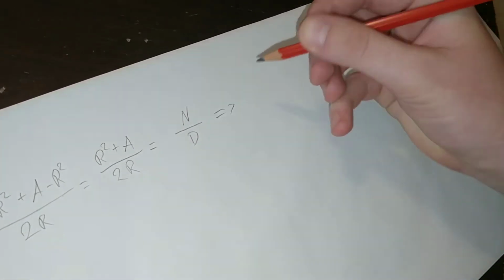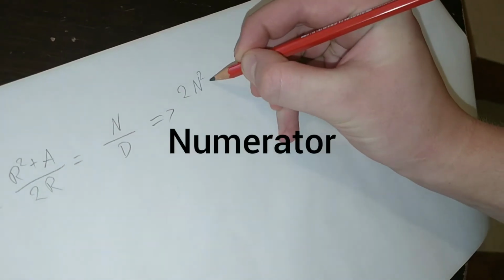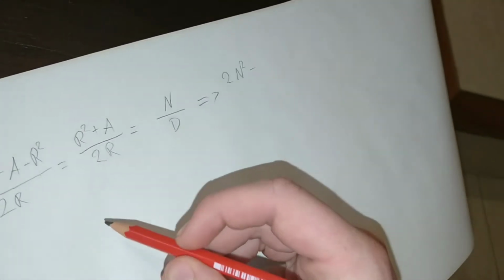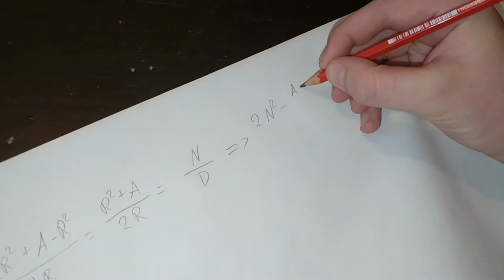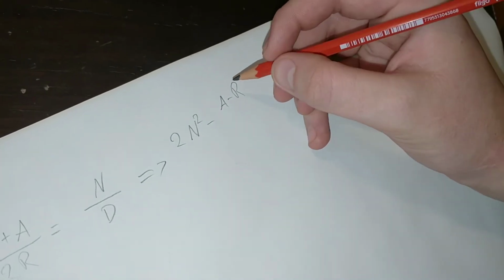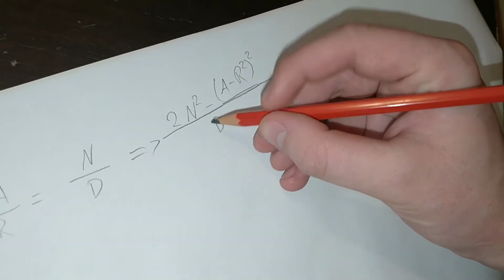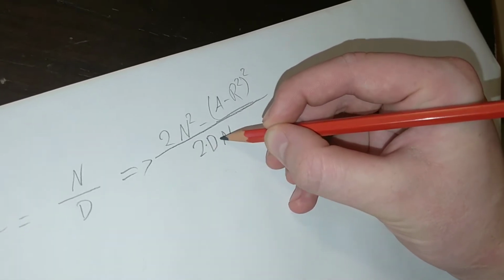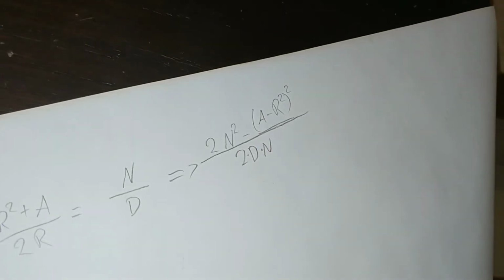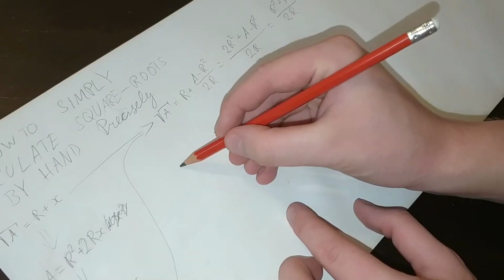Now comes the algorithm I found. 2 times n squared minus the numerator of x squared gives us our new numerator. And 2 times d times n gives us our new denominator. Since this probably means nothing to most of you, I'm gonna follow with an example.